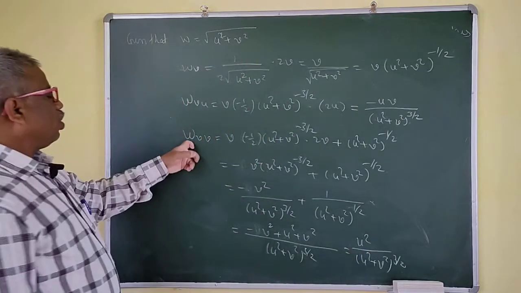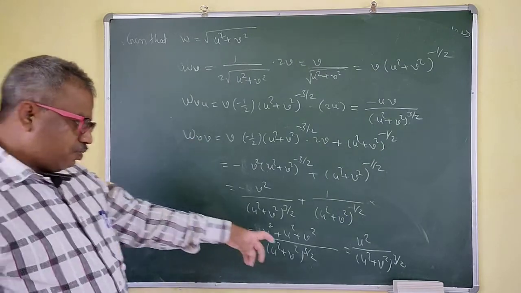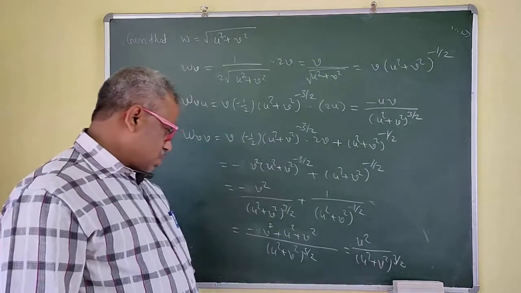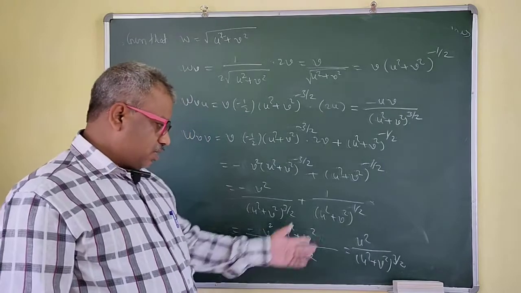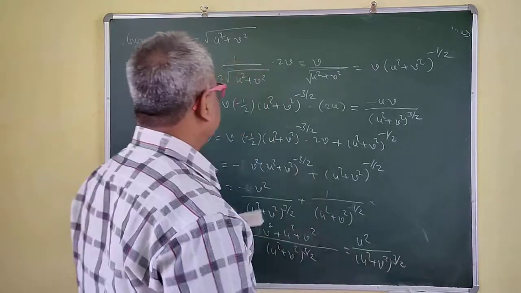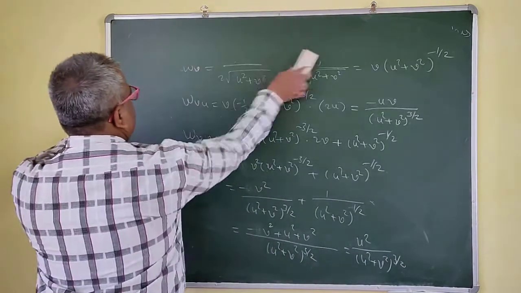And for that, for W_vu, what do we get here? U square here, v square we get, right? So now here we get u square. So we are correct.